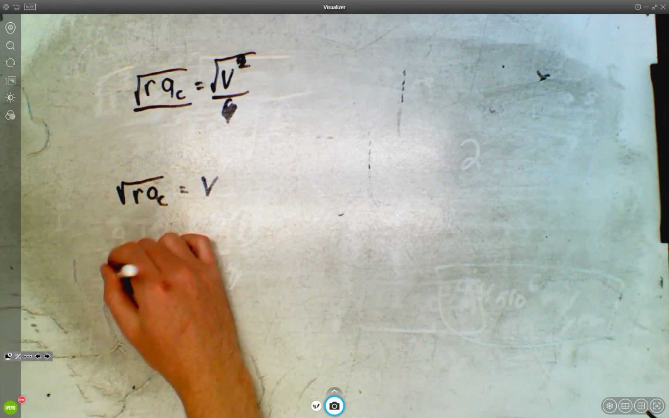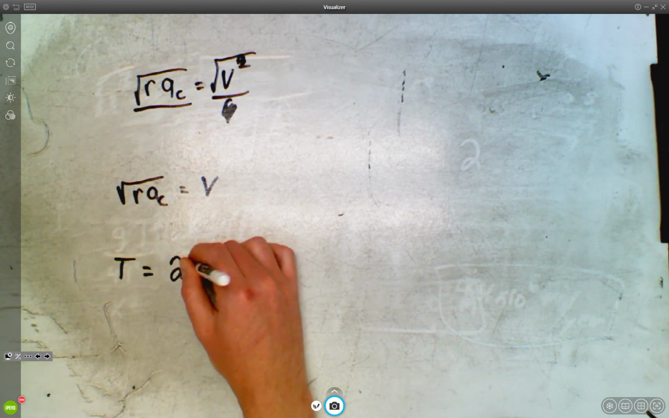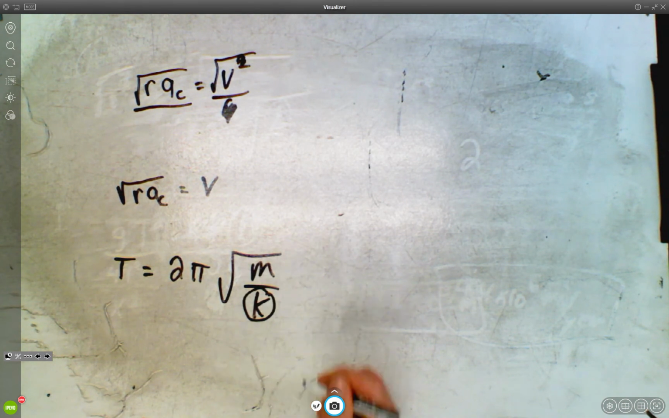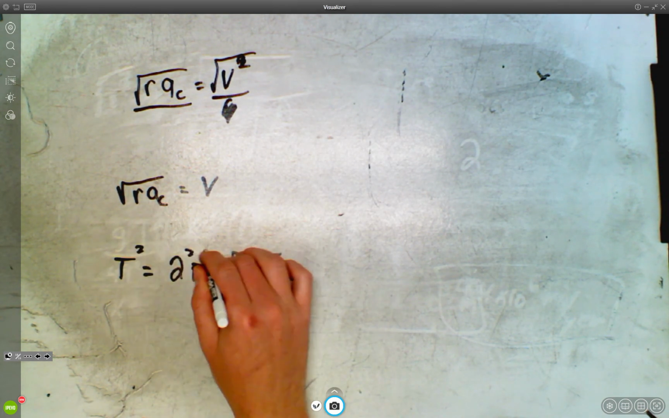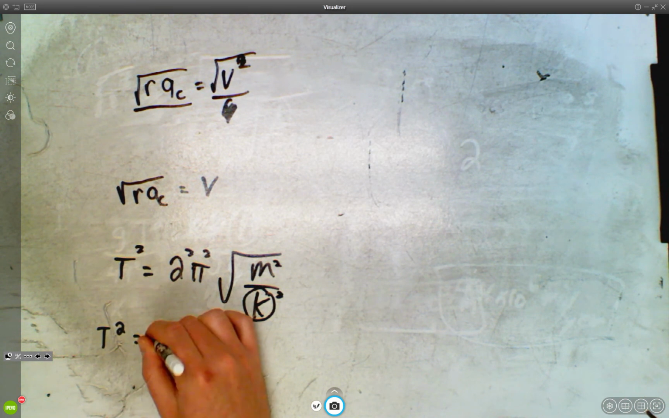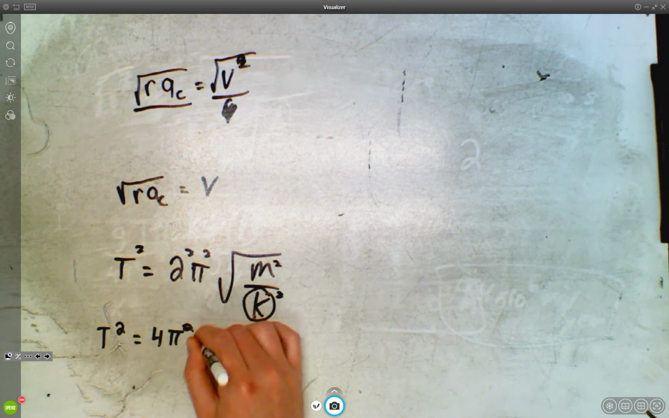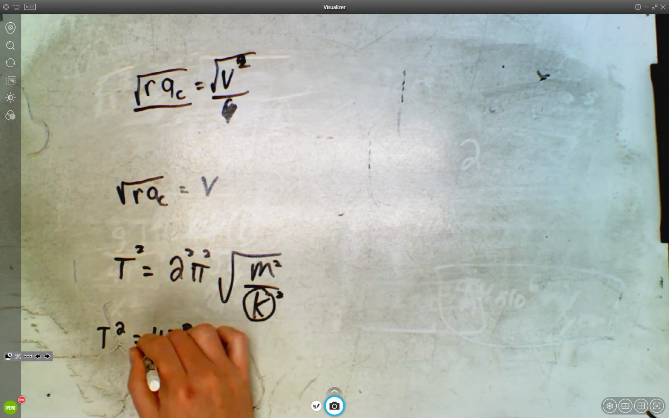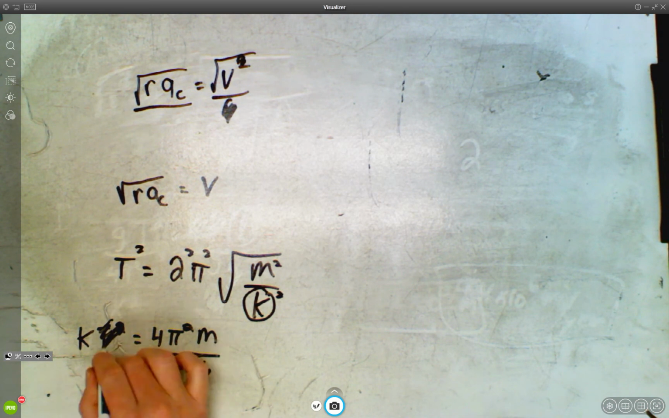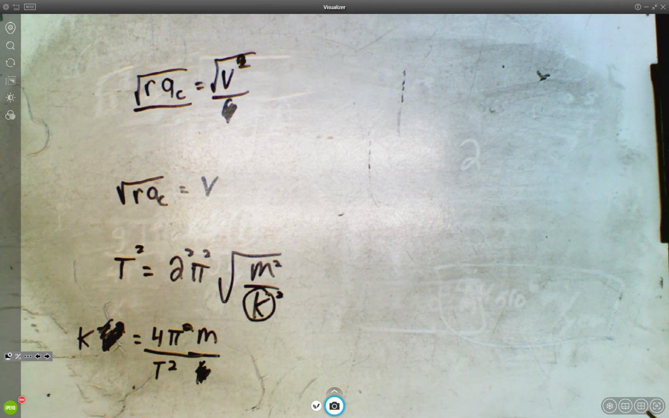Okay, for the second one, I have T equals 2 pi square root M over K. And I want to isolate for K. So I'm going to square everything. And I end up with T squared equals 4 pi squared M over K. I can extend that line there. And I want to solve for K. So I'll move K up top. And then I move T squared down below. Okay, that's it. That's how you rearrange equations.